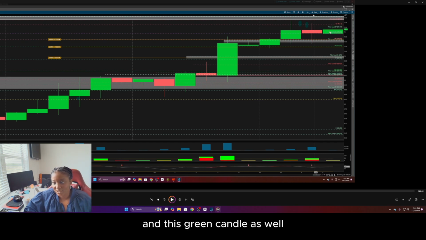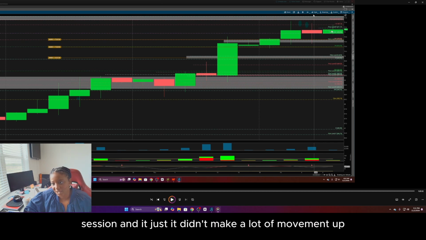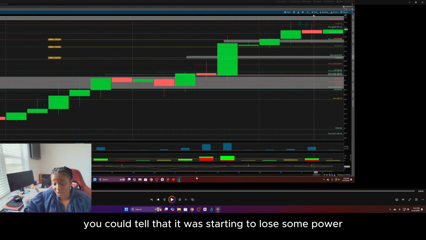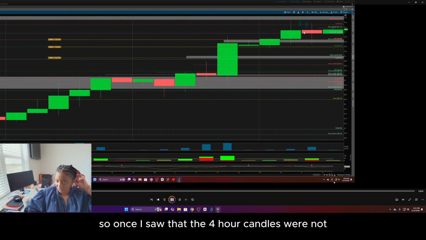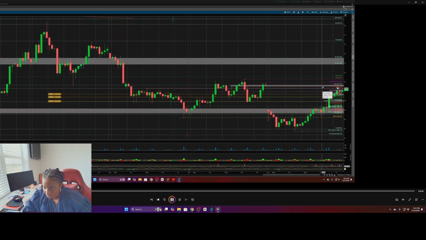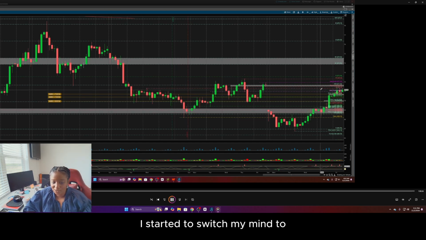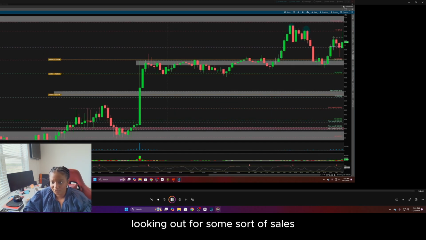And this green candle as well, it opened up the 8 a.m. session, and it didn't make a lot of movement up. You could tell that it was starting to lose some power. So once I saw that the 4 hour candles were not closing above that level, right where we see that gray zone, I started to switch my mind to looking out for some sort of sales.